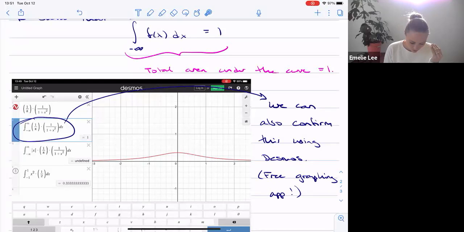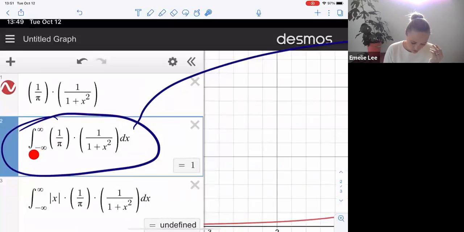And what we can do is ask Desmos to integrate it from negative infinity to positive infinity. And what have I done here? Well, I've just taken the PDF, right? Because I'm just integrating the PDF over the set of X, with respect to X. And then I find that the integral there is 1, okay?